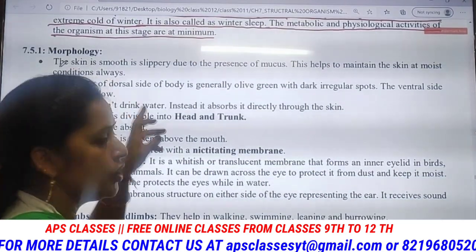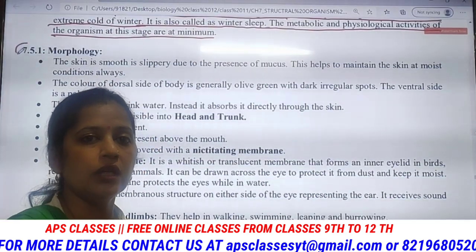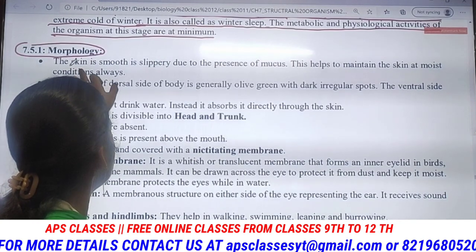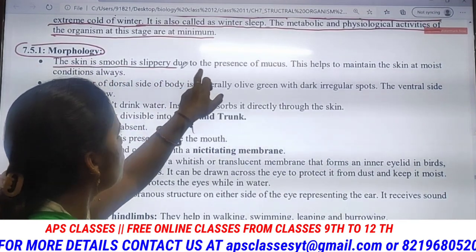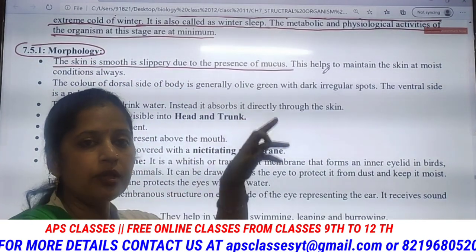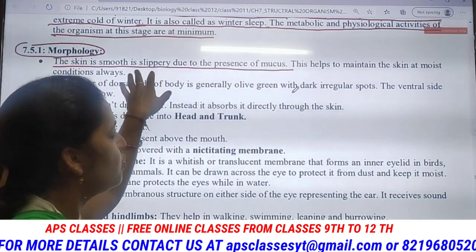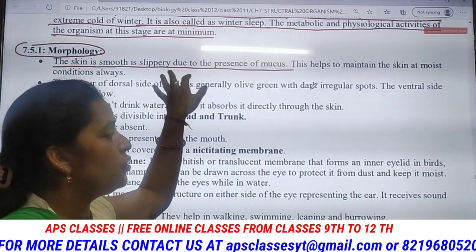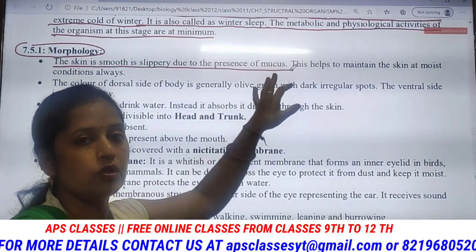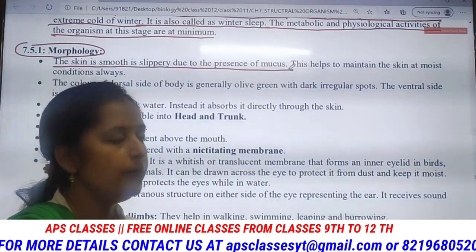Next is morphology. What is the morphology of the frog? The skin is smooth and slippery due to the presence of mucus. You must have seen that the skin of a frog is smooth and slippery due to the presence of mucus.